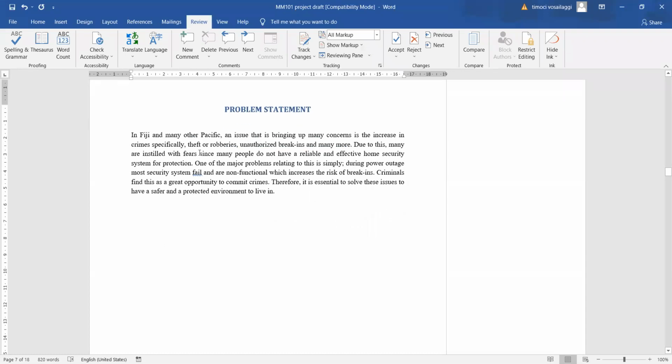You can include pictures in your problem statement, that's fine. And in your case, I would recommend that you include the picture of the floor plan of the house. How many people live in this house? What area is it in Fiji? What's the crime rate? Make it more specific, more detailed. Okay, sir. Number one comment for your problem statement. But other than that, I like the way that you've started your problem statement.